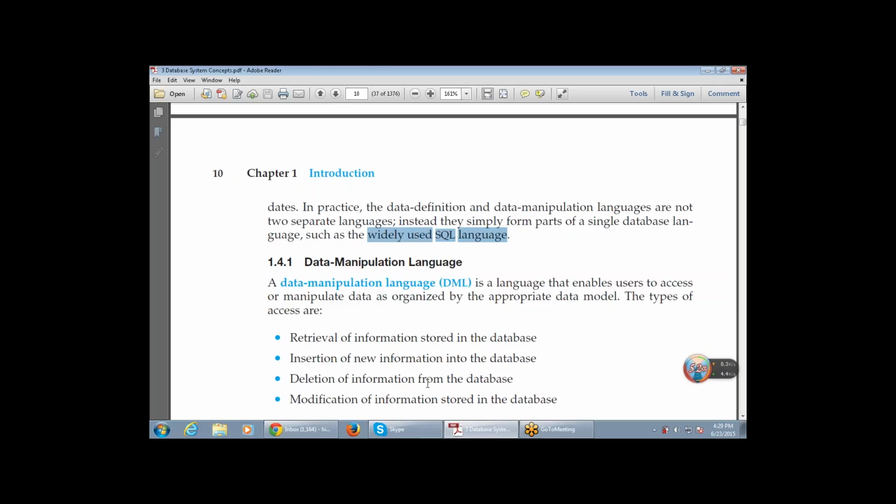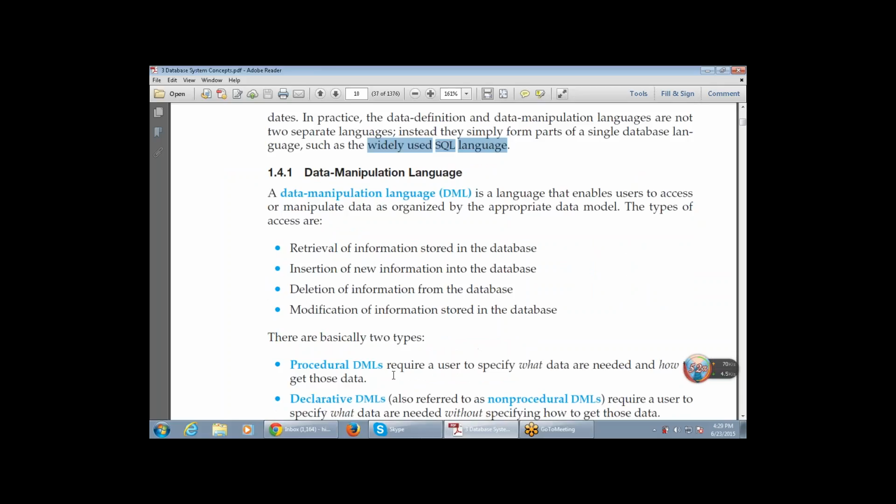The types of access are as follows. There are multiple types of access available in the DML. Let's see what types of manipulations are used with the DML. The first one is retrieval of information stored in a database. That is, how to retrieve the information that is stored in the database. That is also a part of the DML, the data manipulation language.